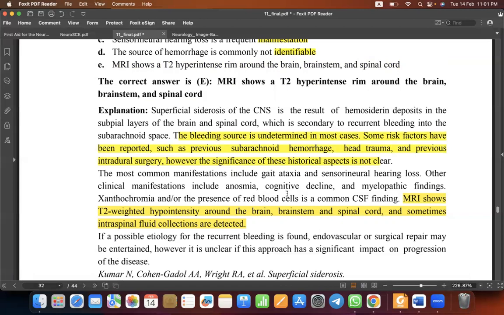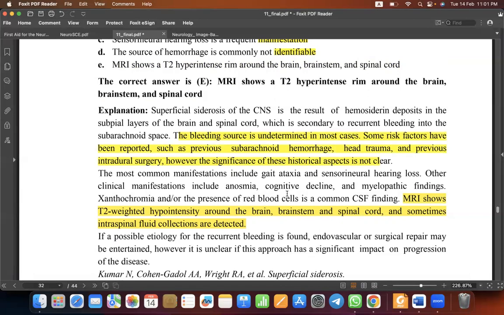So what are the problems? First of all, there will be ataxia. There could be sensorineural type of hearing loss, the deafness. Sometimes there is anosmia, cognitive decline, and myelopathic features as well.